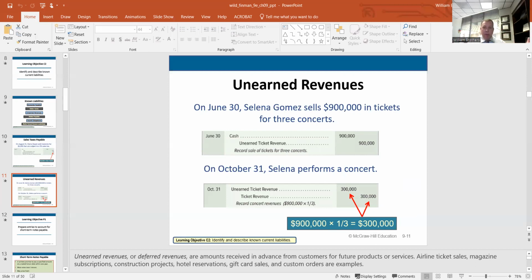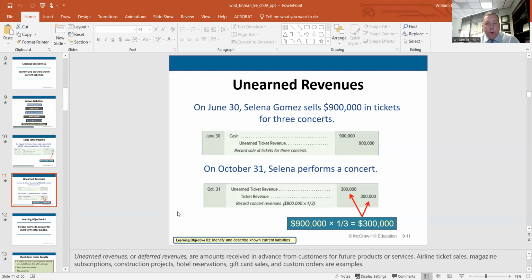And the liability is the unearned revenue. Now, as each of those concerts is performed, assuming that each one is $300,000 or roughly that, after she's performed one concert, we then have a debit to unearned revenue. And again, keeping in mind this is a liability, that $300,000 offsets the $900,000. So unearned revenue then drops to $600,000. And at the time the performance takes place, we then recognize the revenue.